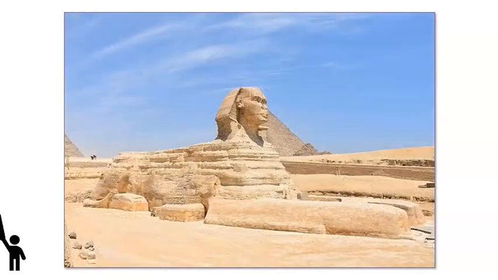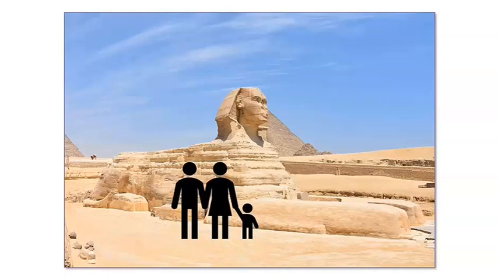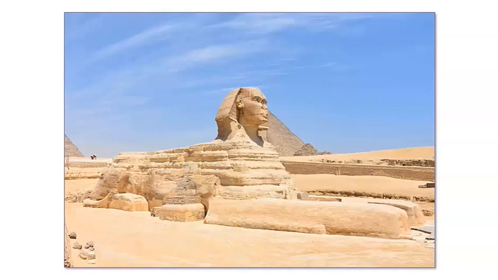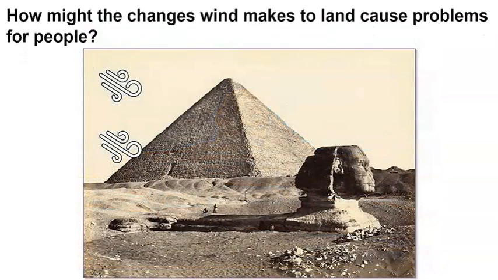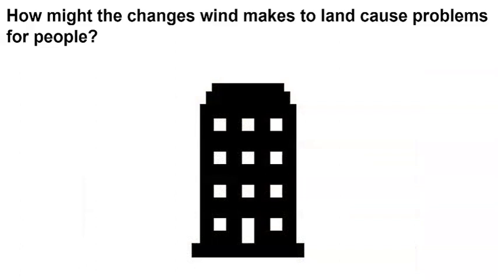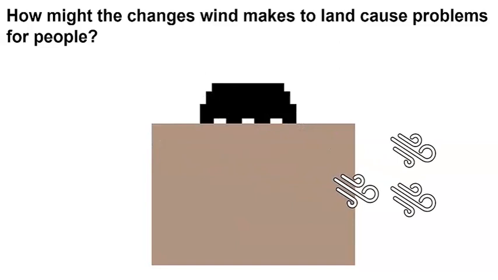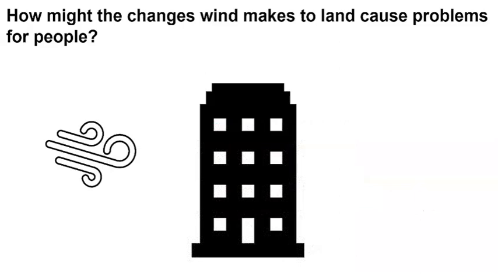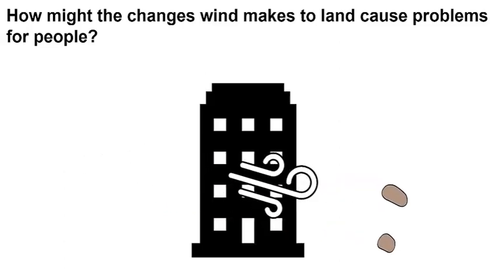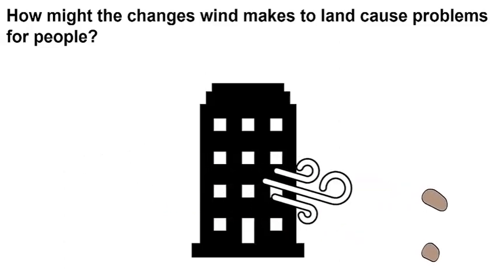I'm sure people are very happy that the sand was removed from the Sphinx. Now they can enjoy the statue again. How might the changes wind makes to land cause problems for people? What do you think? Well, if wind could bury buildings like it buried the Sphinx, that change could be a problem for people. Or a strong wind might push big rocks over, and that change could be dangerous if the rocks fell near people or houses.